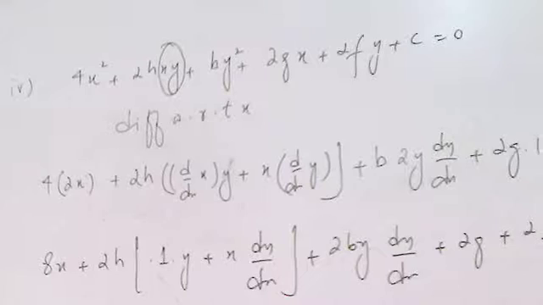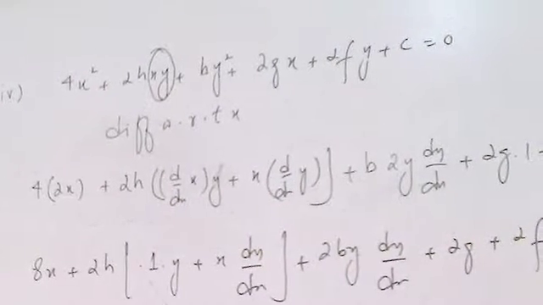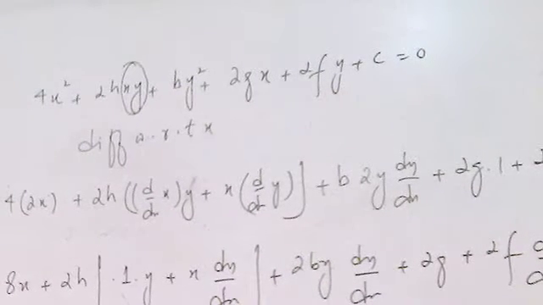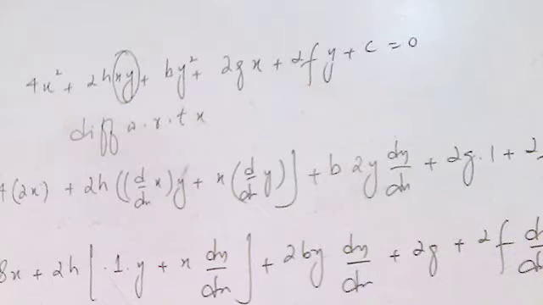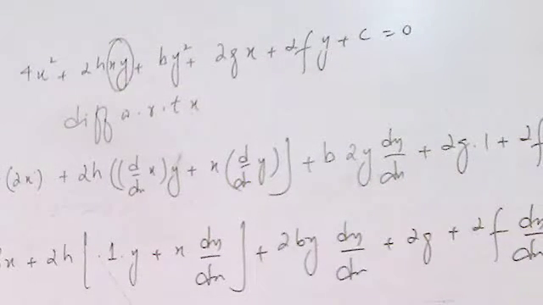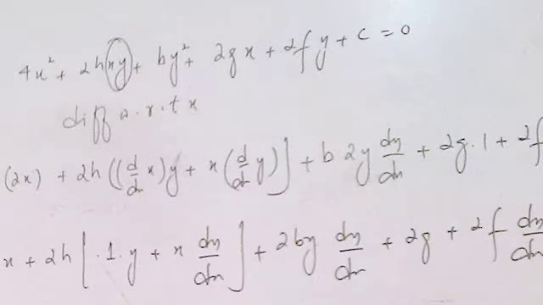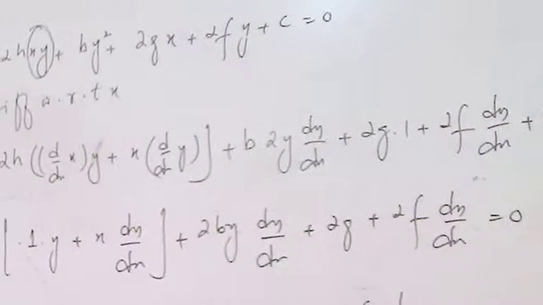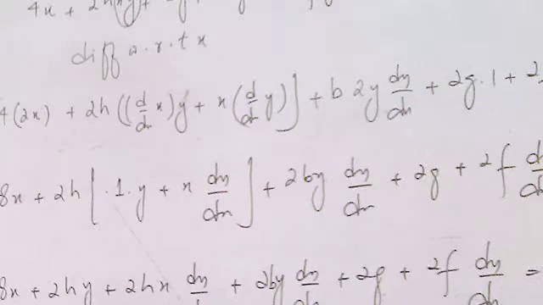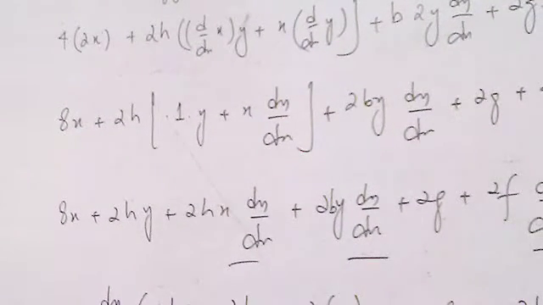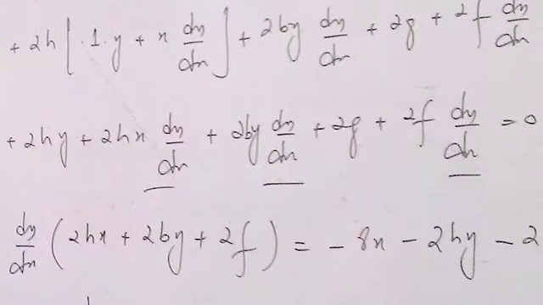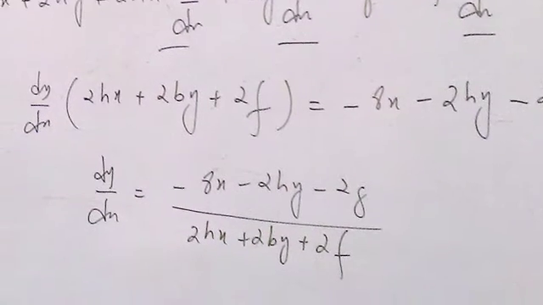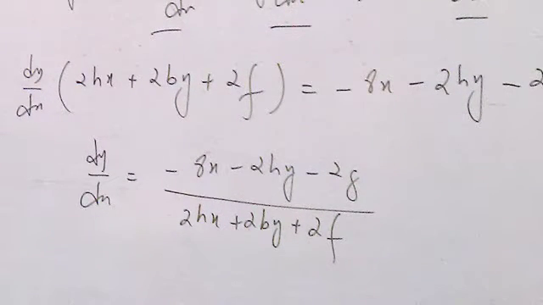Again, the derivative of x square is 2x, and for x times y we apply the product rule. The derivative of y square is 2y dy by dx. The derivative of x is 1. The derivative of y is dy by dx, and the derivative of c is 0. Now we multiply in the bracket and then arrange the values. We take dy by dx common on the left hand side and the other values to the right hand side, and then divide by this value, and this is the answer.